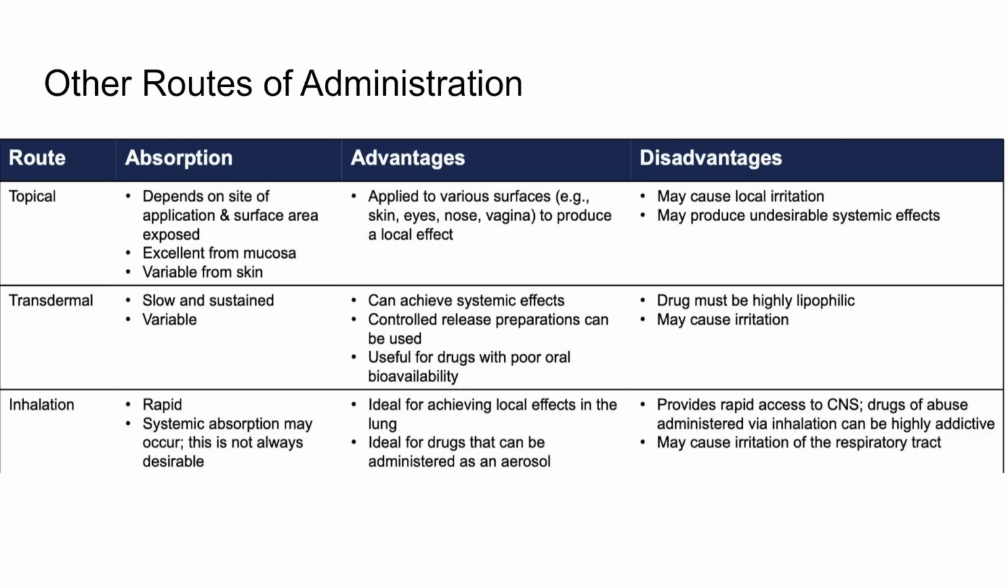So then we have some other routes of administration with our final chart. Topical administration places a drug on the body surface, such as skin, eye, nose, or vagina, primarily to produce a local effect. Absorption varies by site and surface area. Local irritation can occur, and some drugs may still enter systemic circulation.